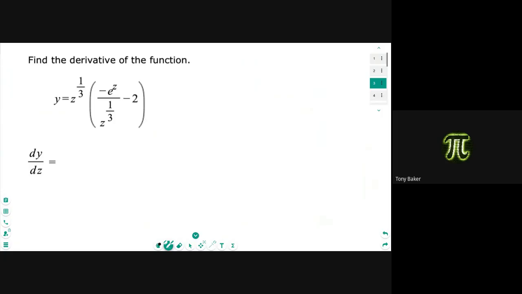This problem, if you distribute the z to the 1/3 through, it actually makes this problem really simple. So if we distribute this through, that z to the 1/3 and that z to the 1/3 cancel each other out. So this ends up becoming negative e to the z minus 2 z to the 1/3. Now that problem looks a lot simpler than the first problem. And you should be able to do this one. This one's actually pretty straightforward.